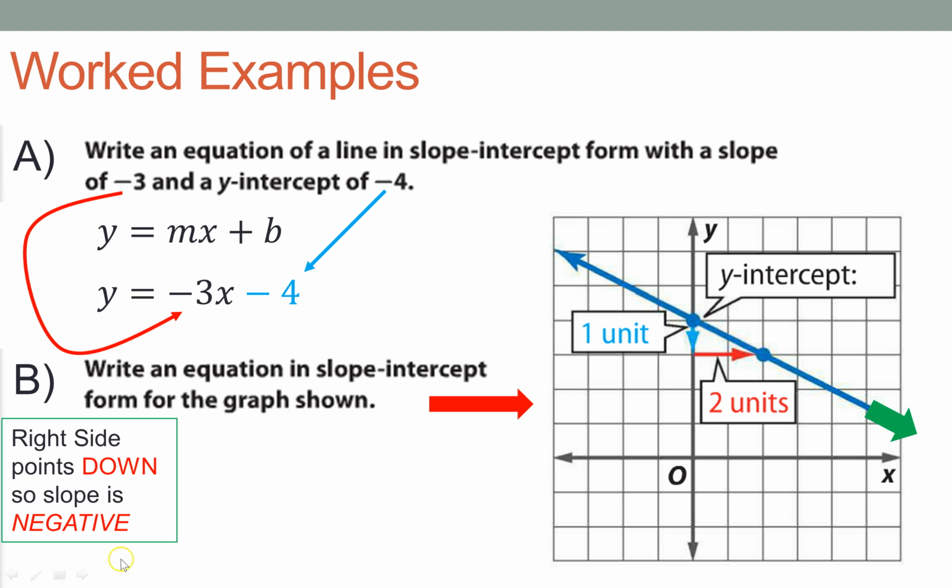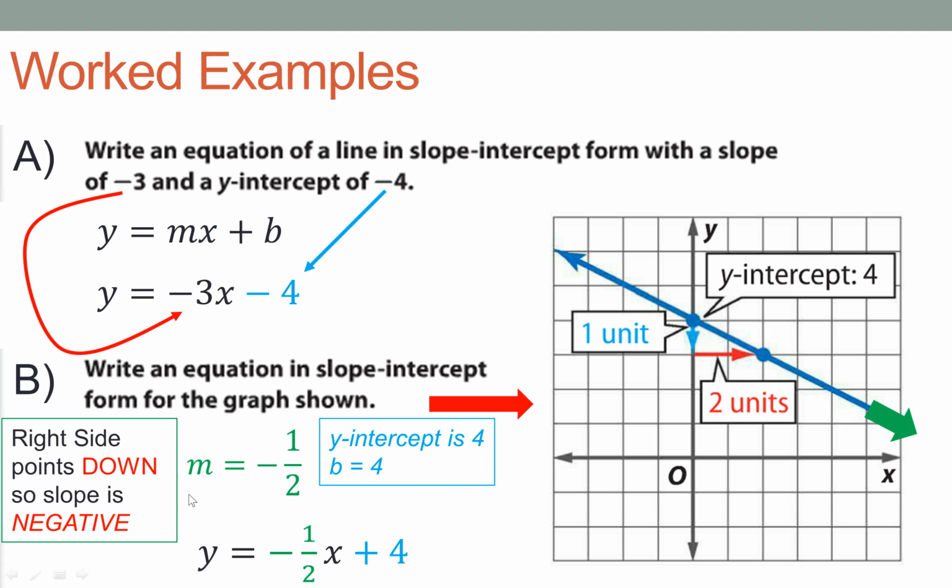And since I know that my slope is negative, I know my slope is m equals -1/2, rise over run. My y-intercept is where the blue line crosses the y-axis, and that happens at 4. So I know my y-intercept is 4, or b is equal to 4. All I have to do is plug those into my slope-intercept form equation, and y equals -1/2 x plus 4. Yes, it's that simple. We are done.